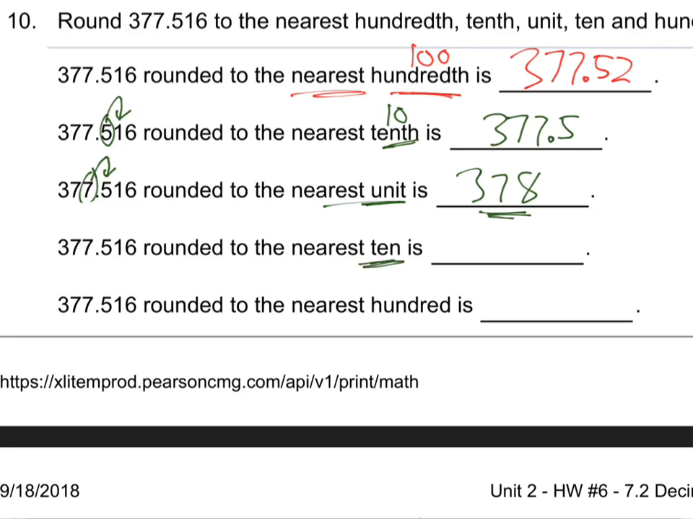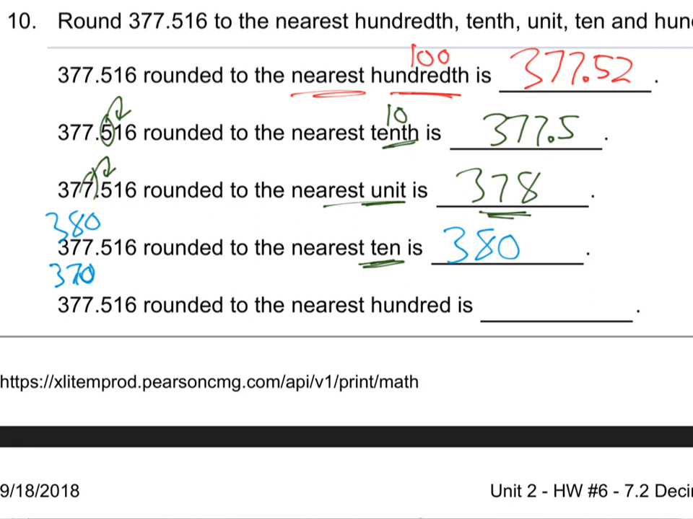And then nearest 10, that's the tens place. Same deal. Look 1 to the right. If it's 5 or more, round up. Now, what am I going to round up to? 380. Yeah, because that's closer to $380 than it is to 370. Rounding up would be 380. Rounding down would be 370. It's closer to 380 than 370, isn't it? 377, much closer to 380. That's rounding to the nearest 10.